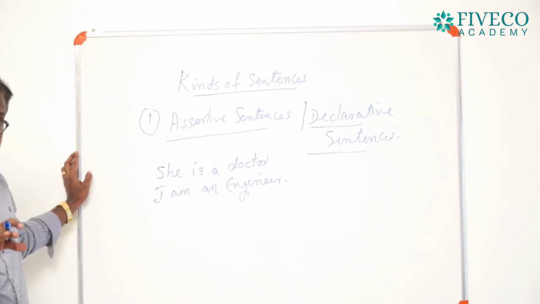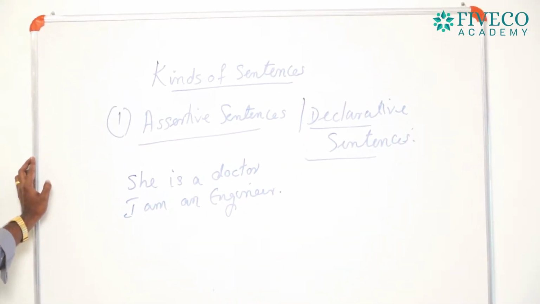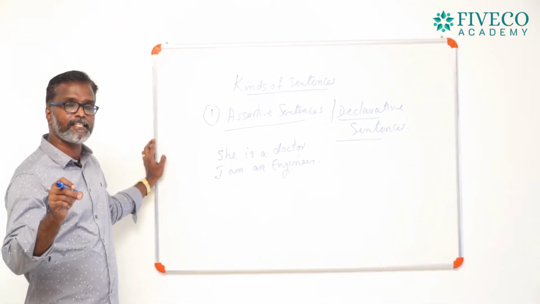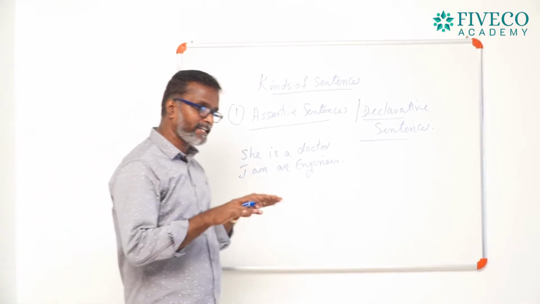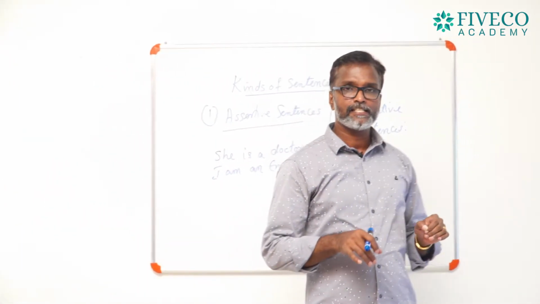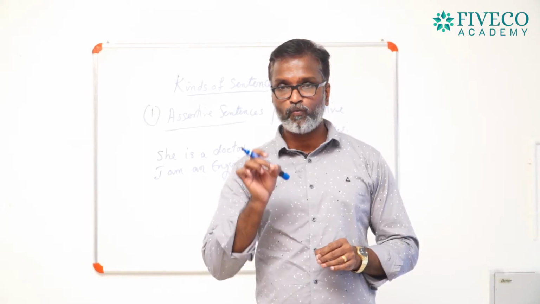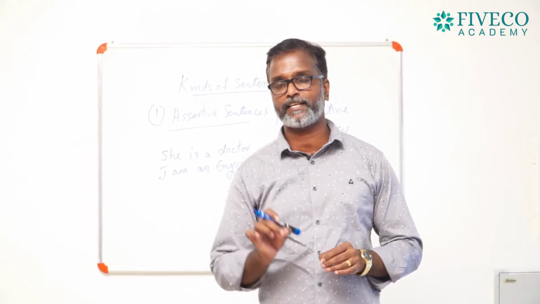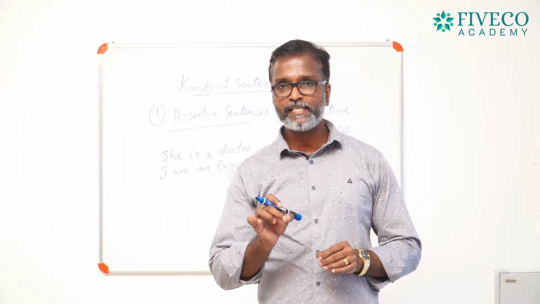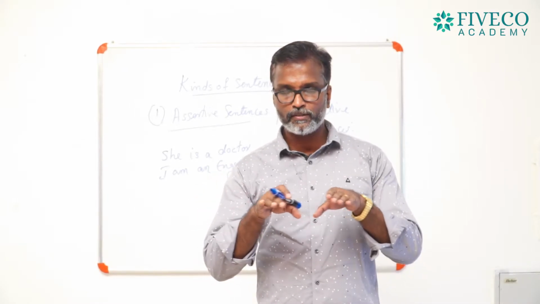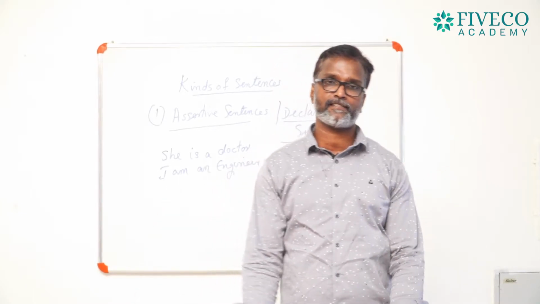Simple sentence, what is meant by simple sentence? I told you any simple sentence can be called an assertive or declarative sentence. And what is meant by simple sentence? Simple sentence means a sentence which contains one subject and one predicate. A sentence which contains one subject and one predicate can be called a simple sentence.